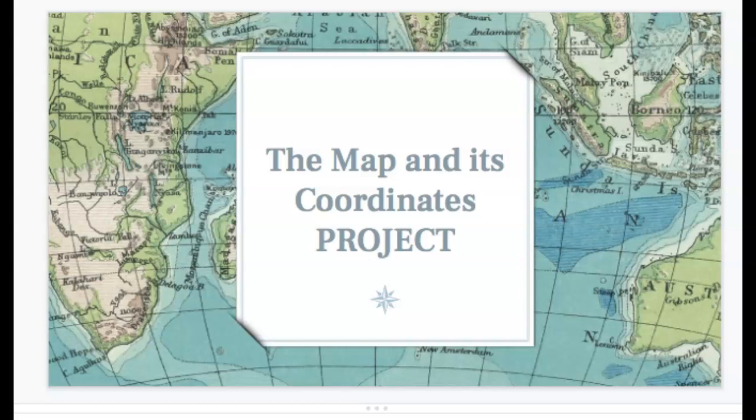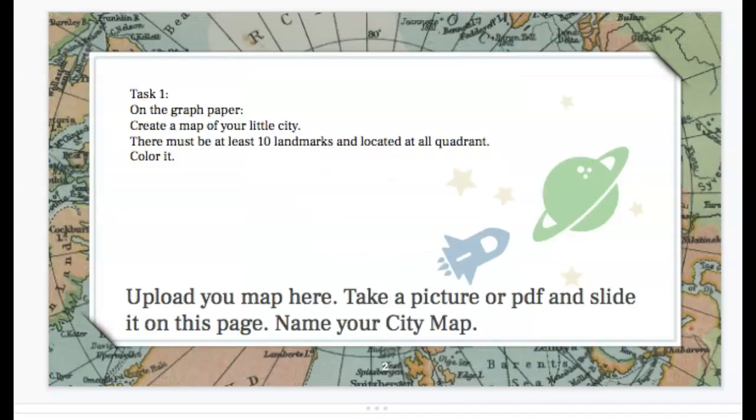Hi everyone. This is our map project. We're gonna do this in the coordinate plane or the graph paper. So task number 1. On the graph paper, you're going to create a map of your little city. You must have at least 10 landmarks located at all quadrants.